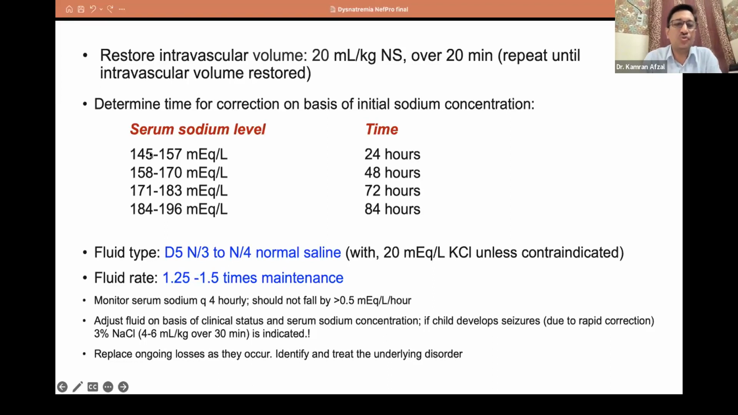Here, you do not need to do any calculations, but the only thing you need to do is monitor the serum sodium very frequently. And if there are more rapid falls, you use a less dilute fluid. And if there is a slower fall, you can reduce the sodium content of the infusate.